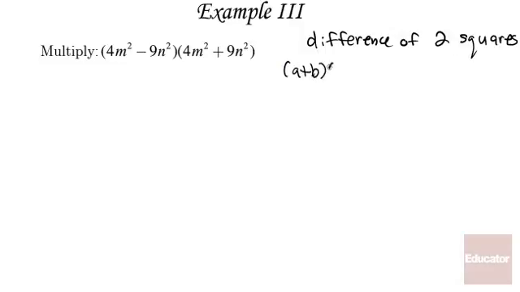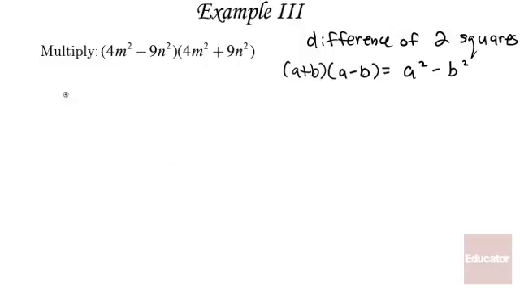In my third example, I see that I have the difference of two squares. So my formula for the difference of two squares is as follows. If you have something in the form a plus b times a minus b, you're going to end up with a squared minus b squared.